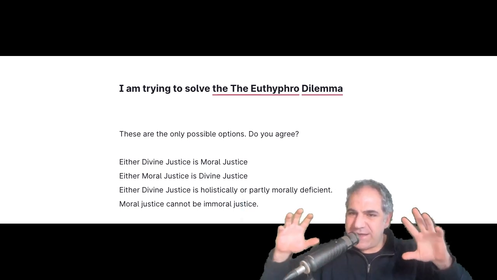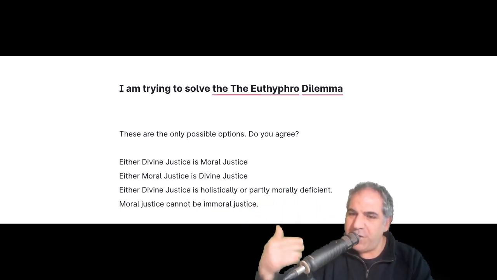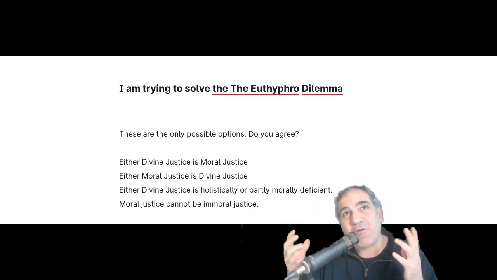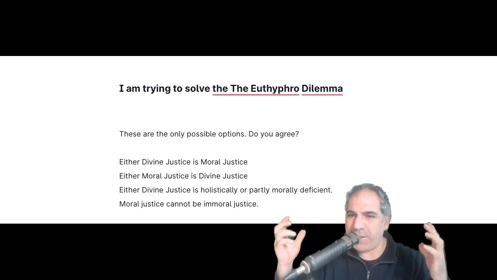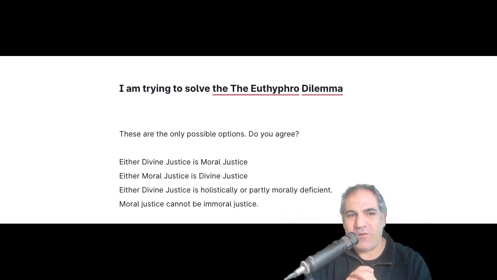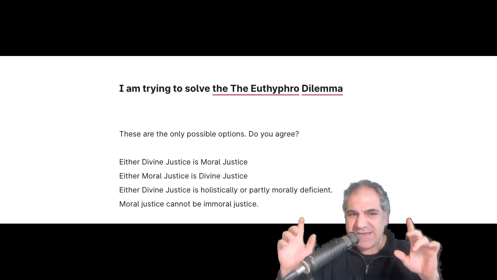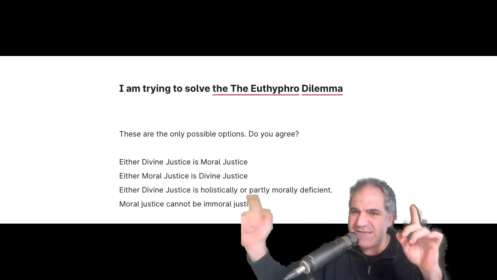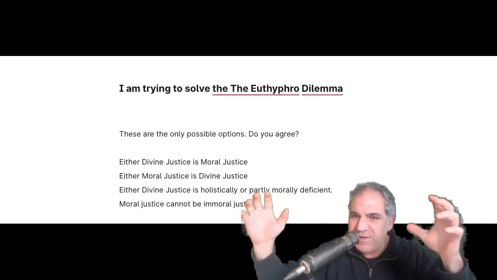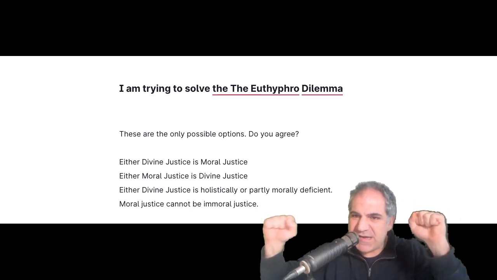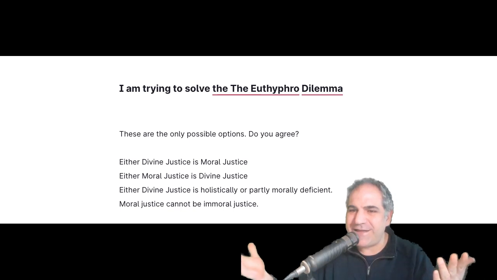So now we get out, and we see the argument from another scope. We see the argument from the scope of ontology. So, the ontology of morality. Moral justice cannot be immoral justice. That is a direct tautology. So these two must be the same because they are directly contradicting each other.